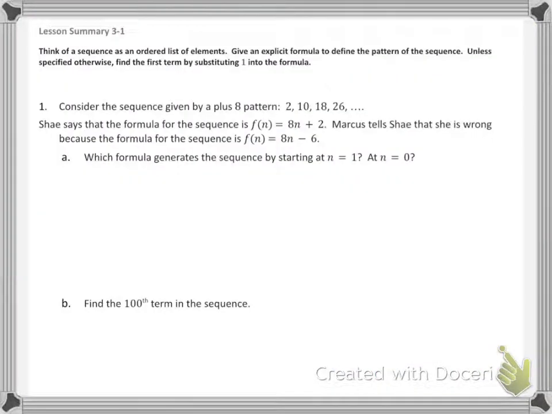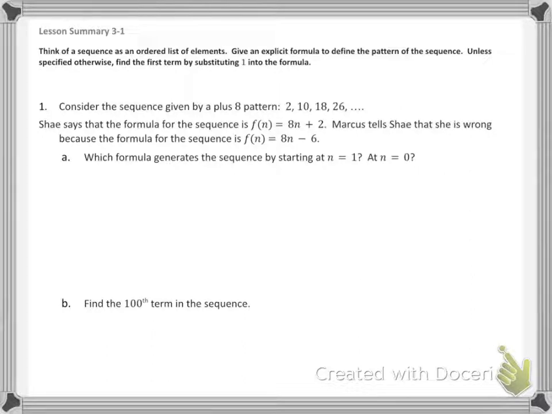Here we go. Number 1, consider the sequence given by a +8 pattern. So 2 plus 8 is 10, 10 plus 8 is 18, 18 plus 8 is 26. Shay says that the formula for the sequence is f of n equals 8n plus 2. Marcus tells Shay that she's wrong because the formula for the sequence is f of n equals 8n minus 6. And we have to see who's right.